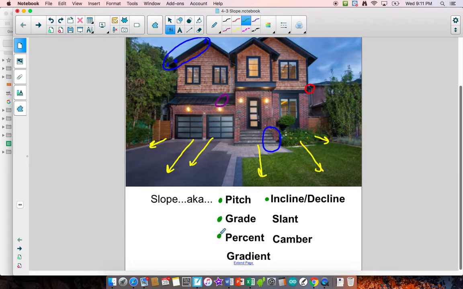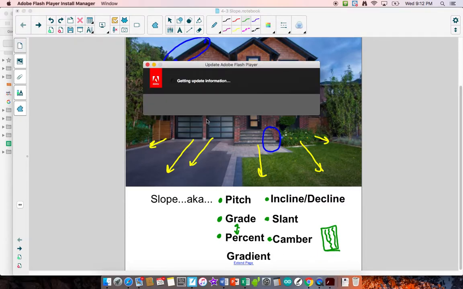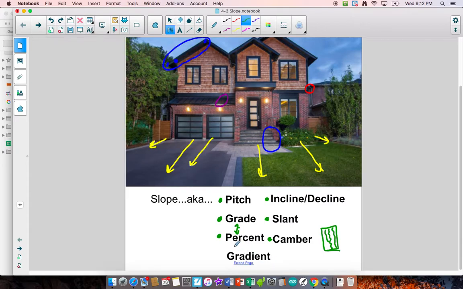Percent is usually used in conjunction with the word grade. Slant is something I think you're all used to. Camber is like automotive. If you look at a car's tires, they're not actually vertical. If you're looking from the front, they kind of sit at this weird angle like this. And correct me if I'm wrong, boys, but I think when you get in your car, it forces your tire to settle out and flatten out to where it's supposed to be. And then your gradient. Gradient is just the long word for the word grade.